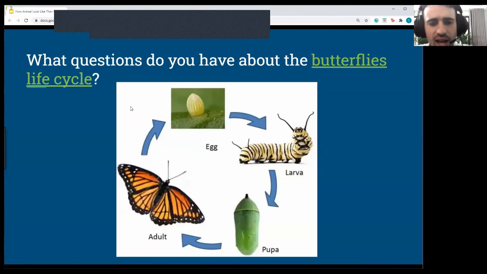Okay. And remember, not all young look like the adult. Look at the egg. The egg first turns into a caterpillar, and then a pupa, and then an adult. So this is an example of when a young looks very different from the adult. The egg goes through a lot of changes.